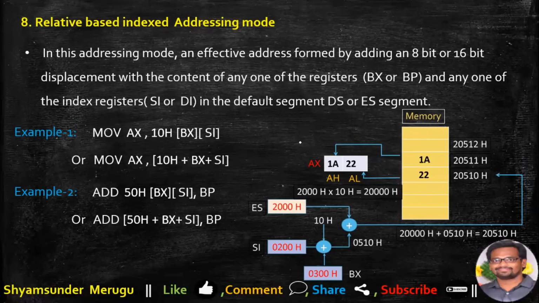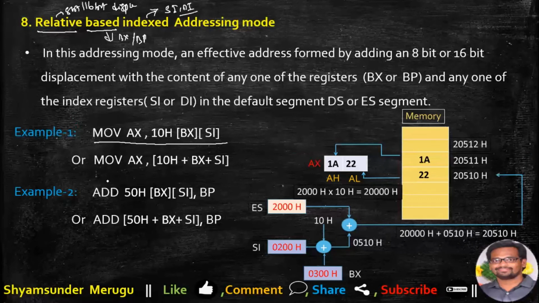Coming to relative based index addressing mode. Relative, so there may be 8-bit or 16-bit displacement. Okay, and base register we may use BX or BP, and it also contains index register SI and DI, right? Now look at this particular instruction. If the instruction contains the relative displacement, base register and index register combinations, then we call that one as relative based index addressing mode.